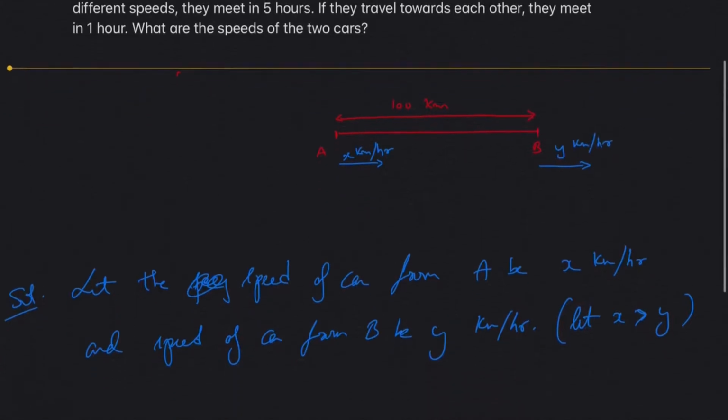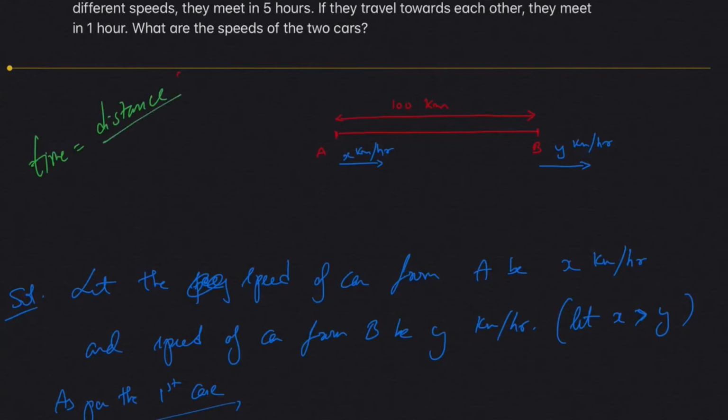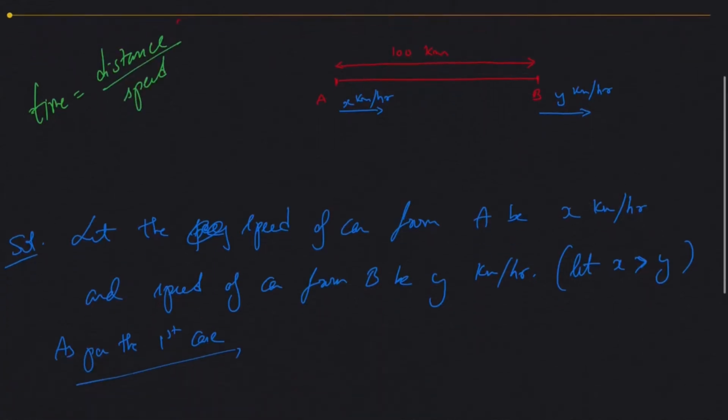Now first, as per the first case. Let us not forget about time. Time is given by what? Because here the question is given to us in terms of time. Time is equal to distance by speed. So this is going to be net speed. So in the first case, what happens? If they travel in the same direction, the cars meet in 5 hours.